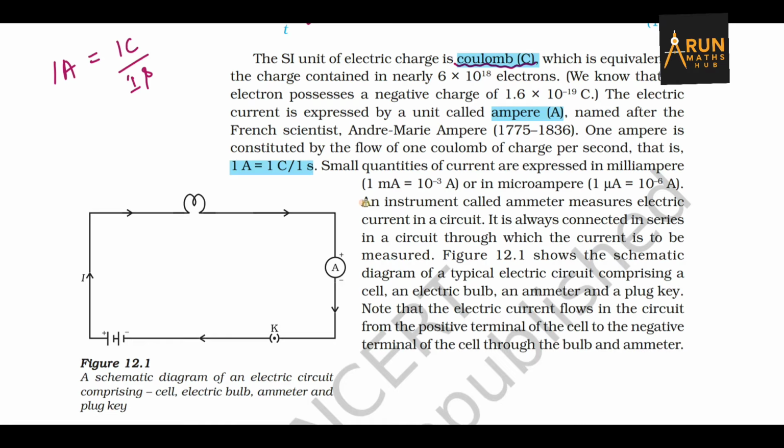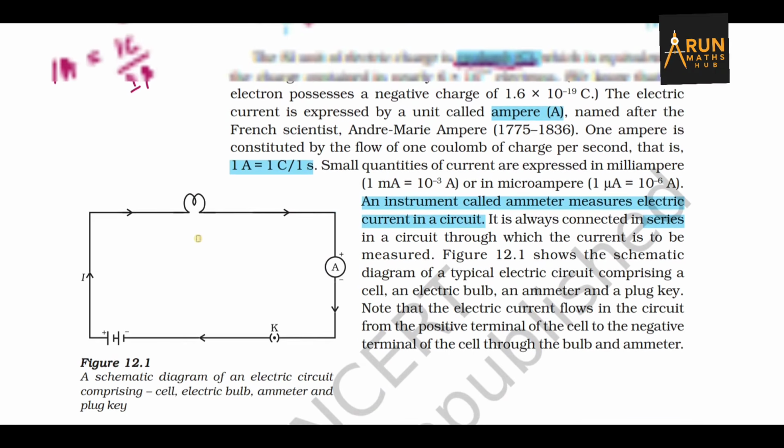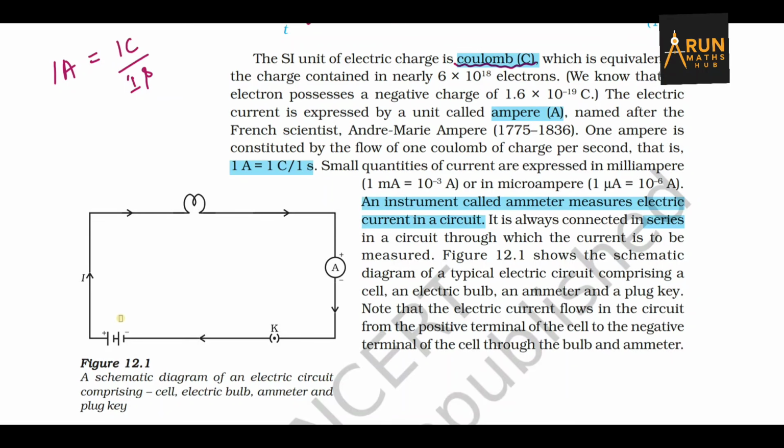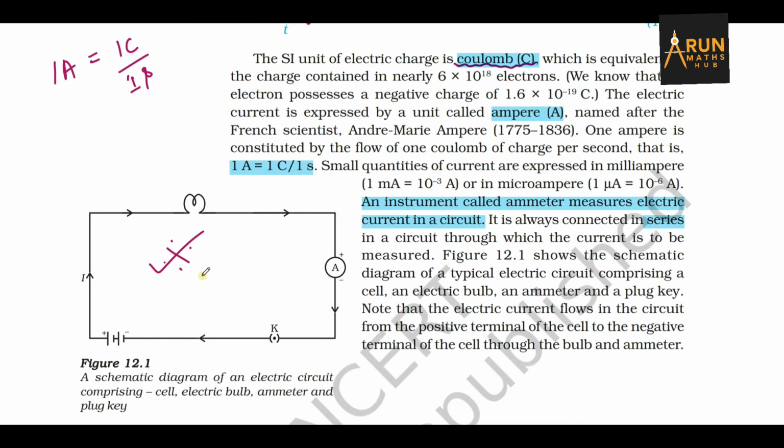an ammeter. Definition of ammeter. How is an ammeter connected? An ammeter is always connected in series. And a definite and important question for your examination is the simple electric circuit. The simple electric circuit, 2-mark question. Very important diagram. Simple electric circuit.